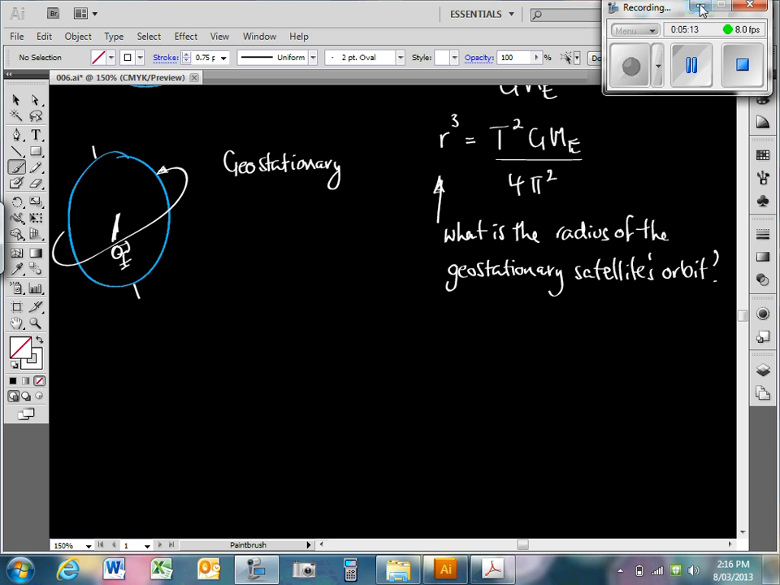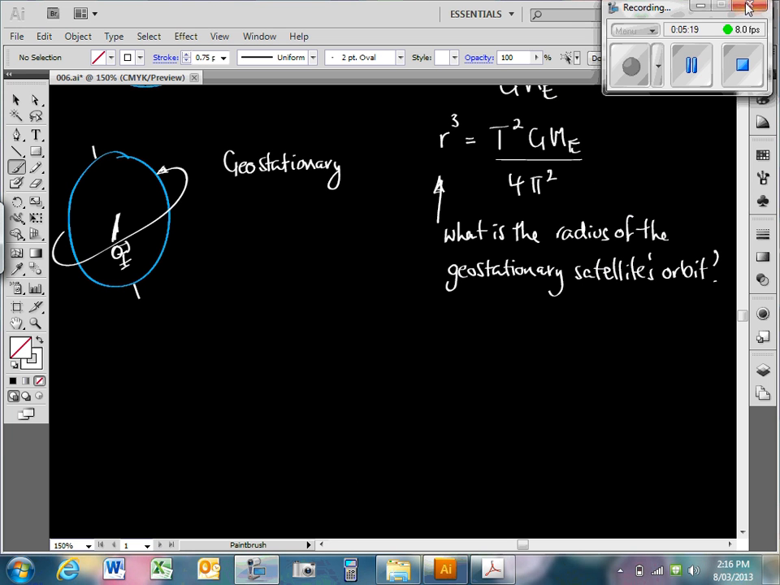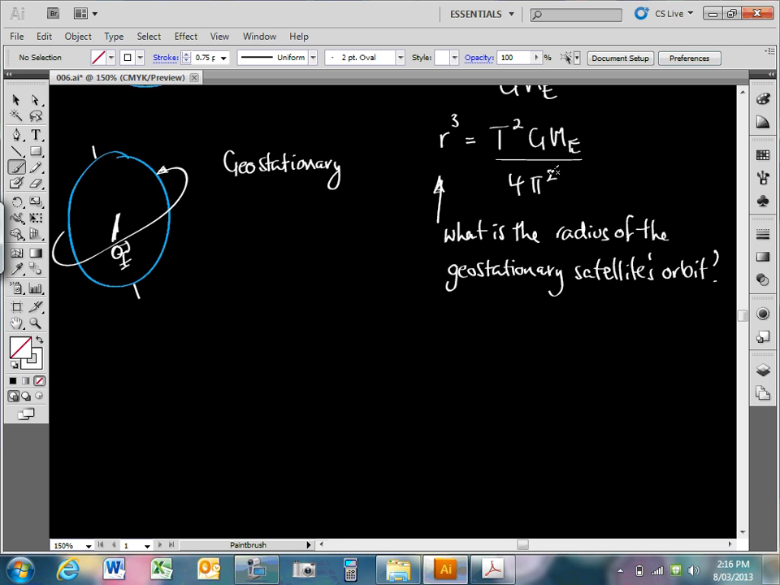What's the first thing that we have to know? We know the mass of the Earth. That's fixed. 4 pi squared, we know. G, this is the gravitational constant. We need to know T. The period of motion is going to be 24 hours.